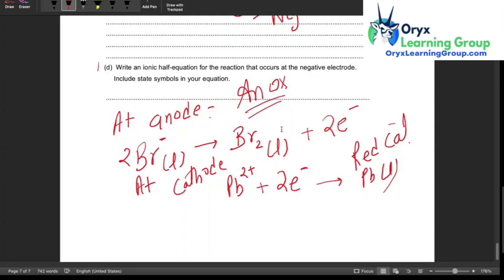Yes. Okay. Then next one, write an ionic half equation for the reaction that occurs at the negative electrode. Include state symbols in your equation. So for this one, it will be this one. So negative electrode is cathode. So you have to write Pb2 plus to form Pb liquid. So that will be the answer for this question. Are you clear? Yeah.